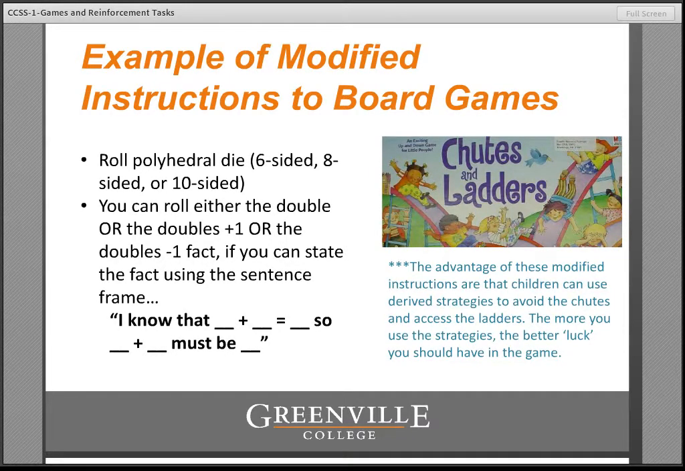Since 5 plus 5 is 10, 5 plus 4 must be 9. Now the interesting thing here is there's no pressure to do this, so children who don't feel comfortable deriving facts don't have to, but I think they will feel some desire to try to learn to do this because you can be more strategic. You can avoid chutes, or you can get to a ladder more easily if you're willing to be more flexible with your fact knowledge. So that's the advantage of modifying some of the instructions on the games.